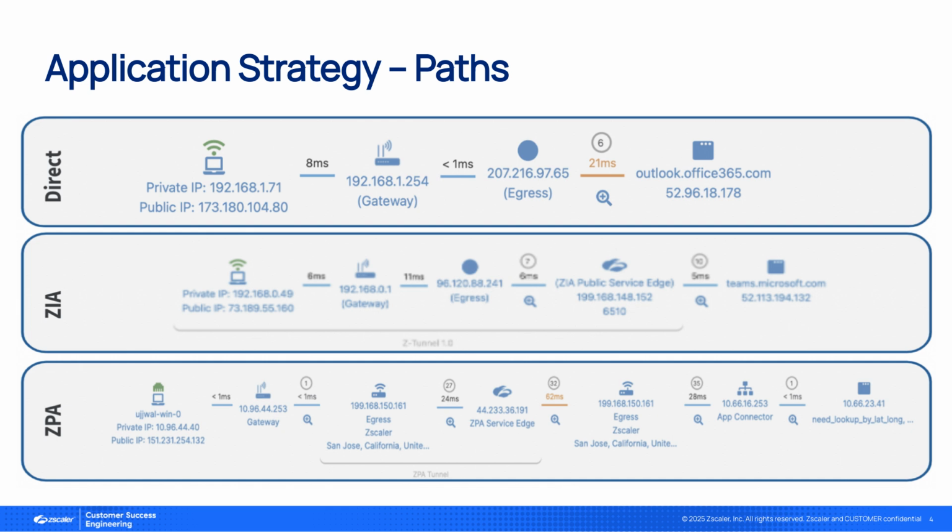Applications which are accessed directly over the internet rather than through ZIA or ZPA, which will allow you to eliminate Zscaler from the potential cause of network issues. Applications which are accessed through Zscaler Internet Access to monitor ZIA performance in the application path. And finally, applications accessed through ZPA for the same reason.